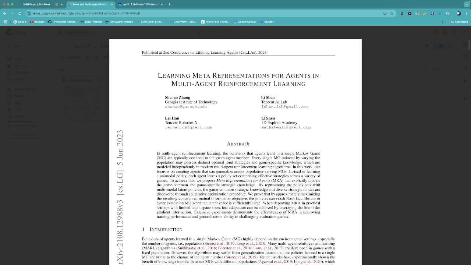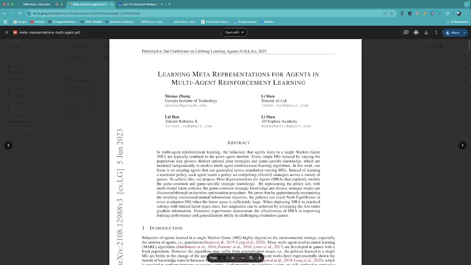So the abstract reads: in multi-agent reinforcement learning, the behaviors that agents learn in a single Markov game, or MG, are typically confined to the given agent number. Every single Markov game induced by varying the population may possess distinct optimal joint strategies and game-specific knowledge, which are modeled independently in modern multi-agent reinforcement learning algorithms. In this work, our focus is on creating agents that can generalize across population-varying Markov games. Instead of learning a unimodal policy, which of course is a distribution, each agent learns a policy set comprising effective strategies across a variety of games.